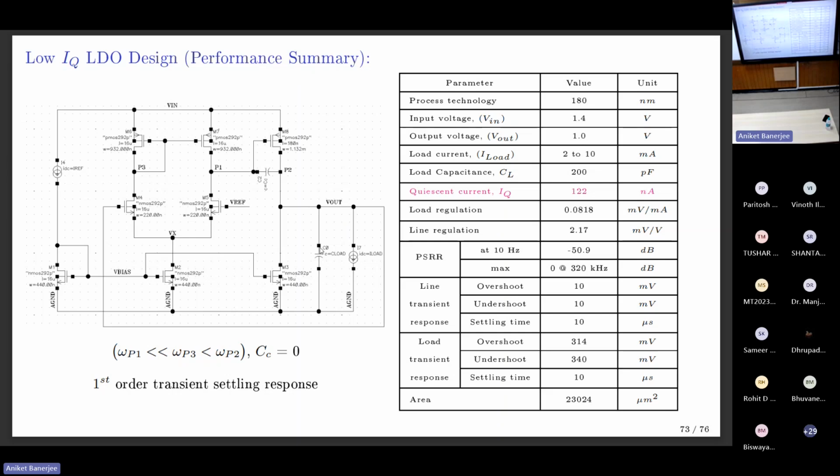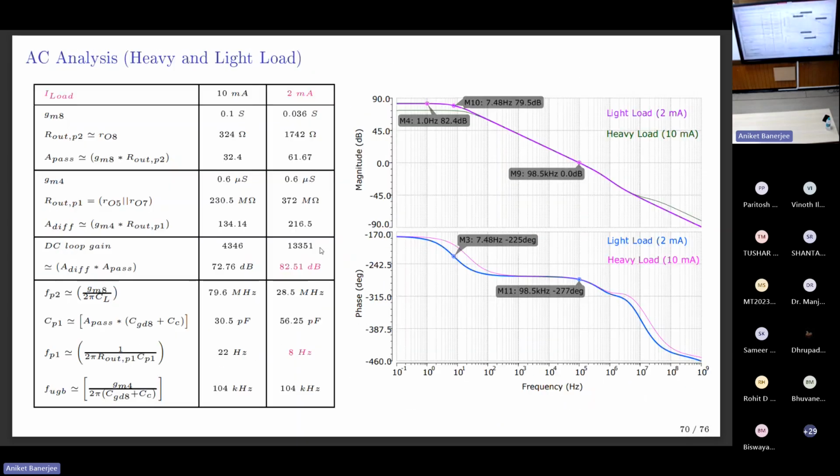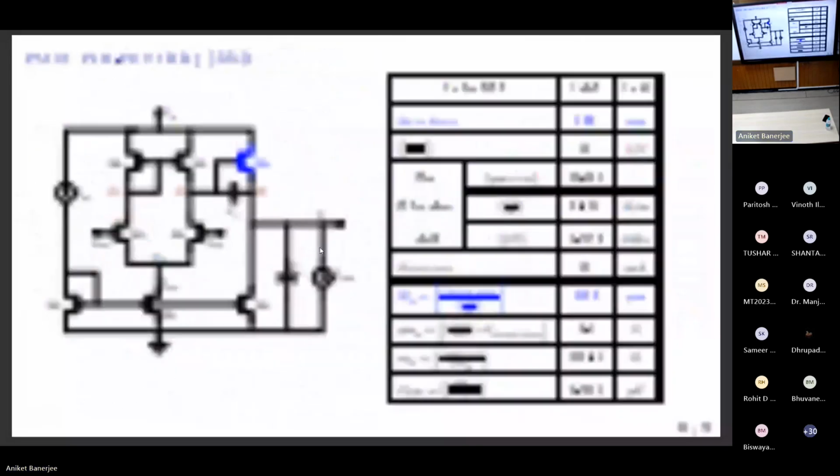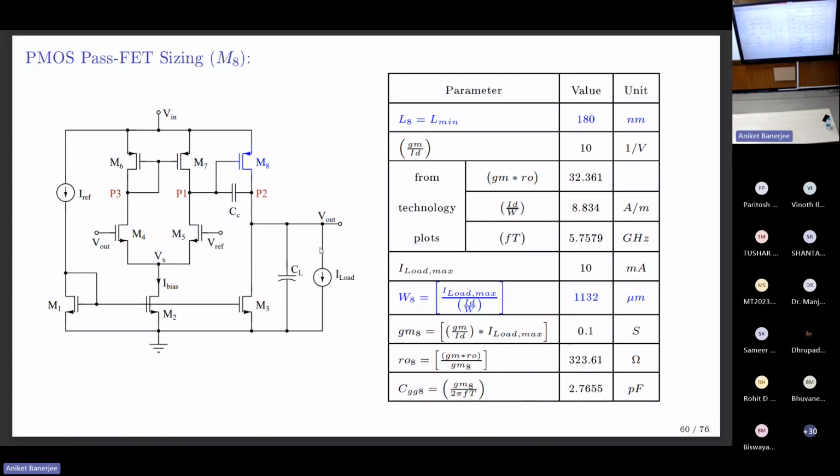Yes, it can be followed with the lookup table. See, in this case, if you go to higher GM by ID, so if I say GM by ID of 10, it is roughly giving me VGS minus VT of 200 millivolts. When I say sub-threshold design, it may be VGS equal to VT or VGS slightly greater than VT, like say 10 millivolt or something. In that case, GM by ID will be 30, 40, 50 kind of numbers.